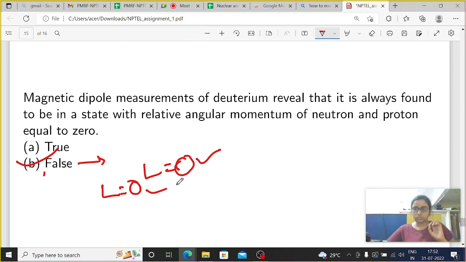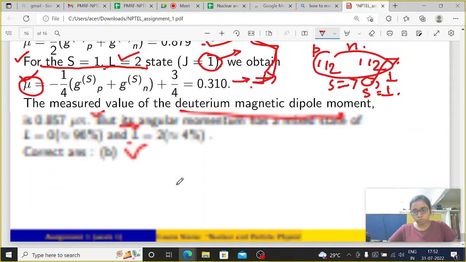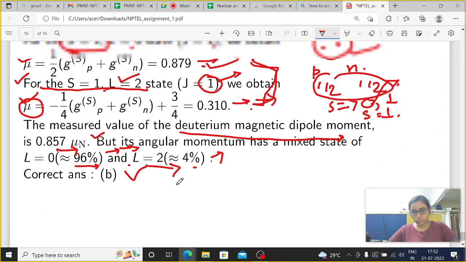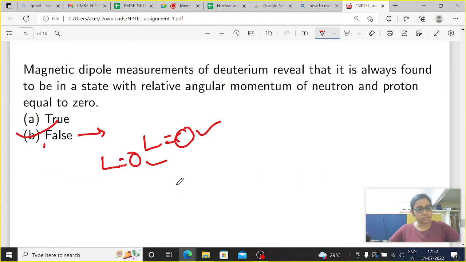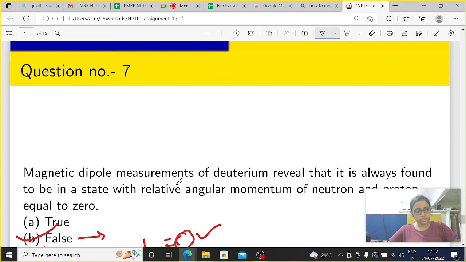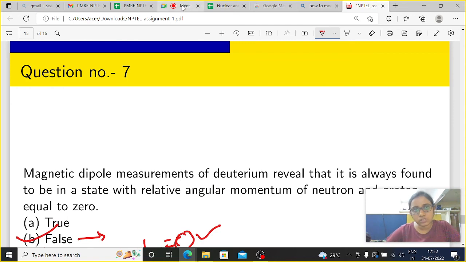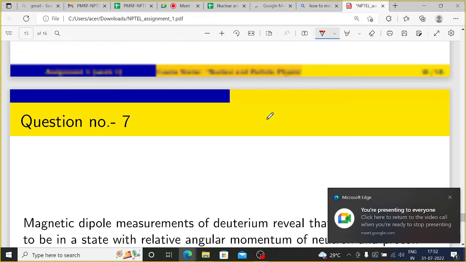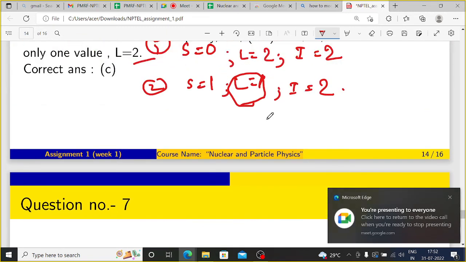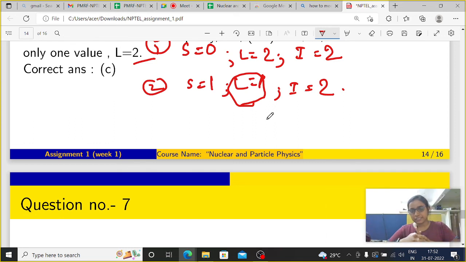Okay, okay, I got it. So is there any other question? Basically, the first assignment is very simple and basic about nuclear and particle physics, so there is nothing more than that.